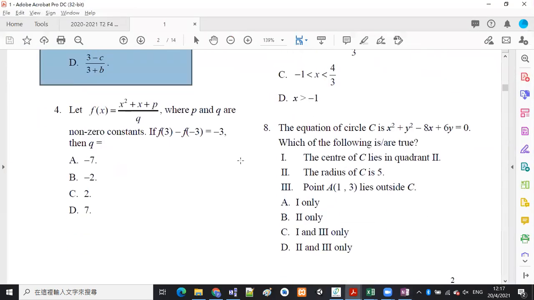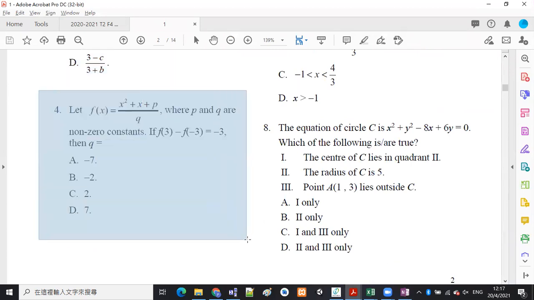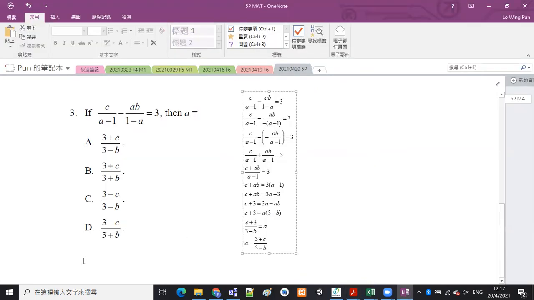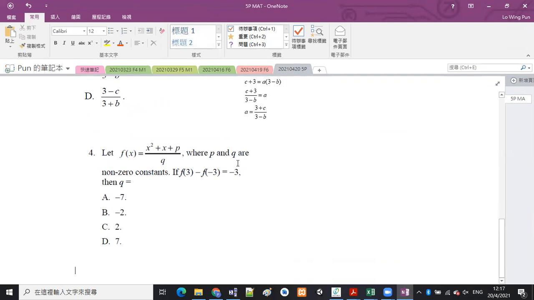Number 4. So f(x) is this function, and the formula of the function is like this. We have two unknowns, p and q, and p and q are non-zero constants. If f(3) minus f(-3) is equal to -3, we have some f values here, so we can find out the f values separately first.